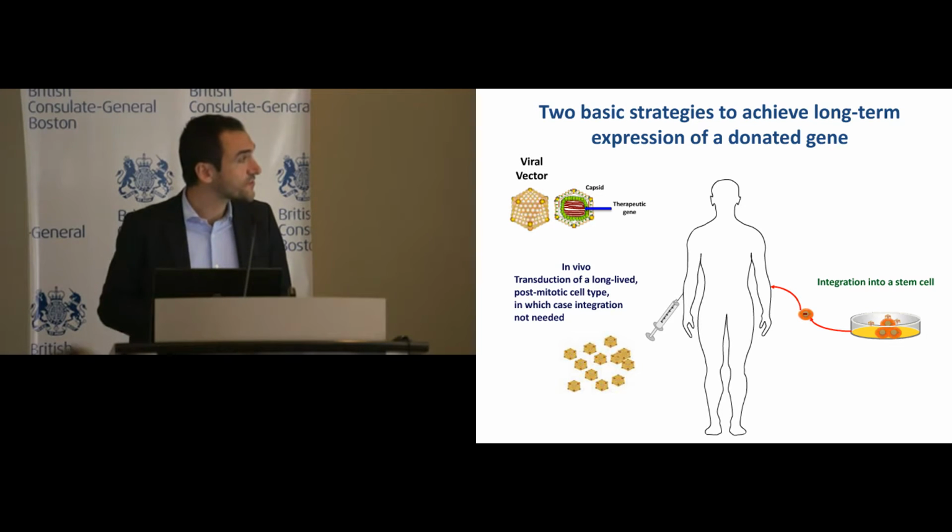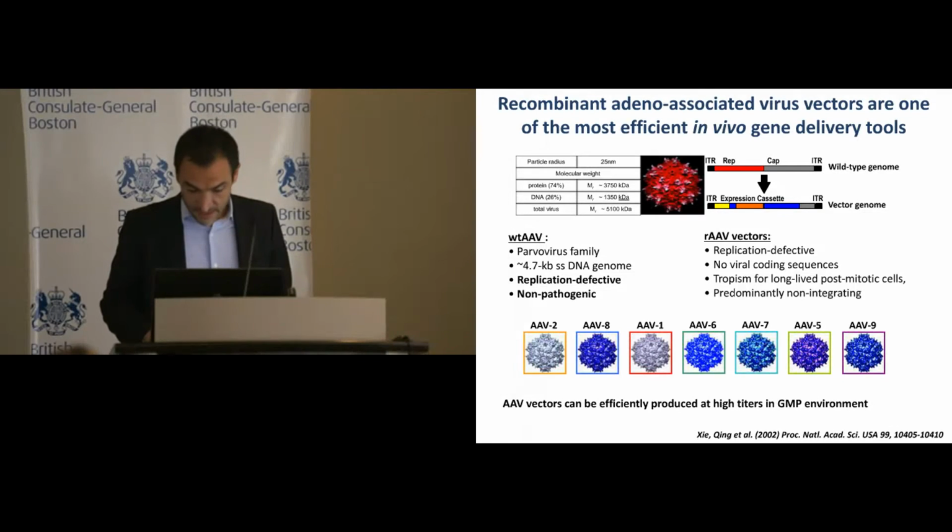Two basic approaches. Today we will talk about in vivo gene transfer, where the vector is delivered directly into an organism. Of course, there's the other side of the story, where autologous stem cells are taken out of an organism, transformed with the virus, and put back.